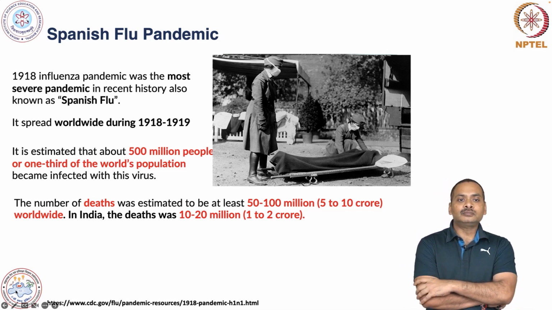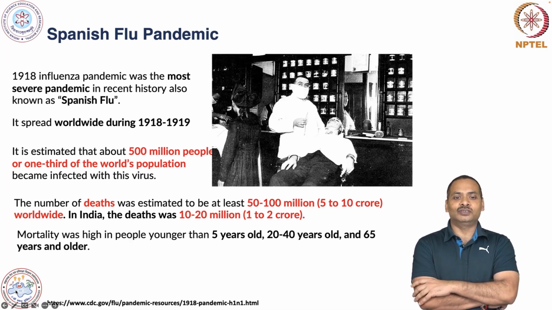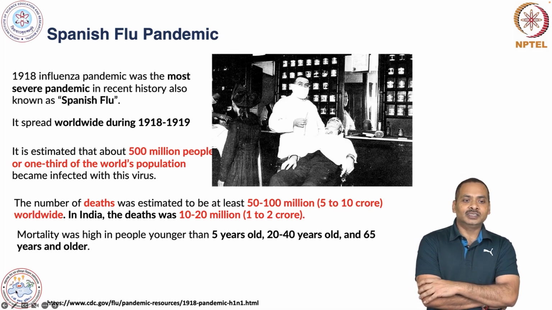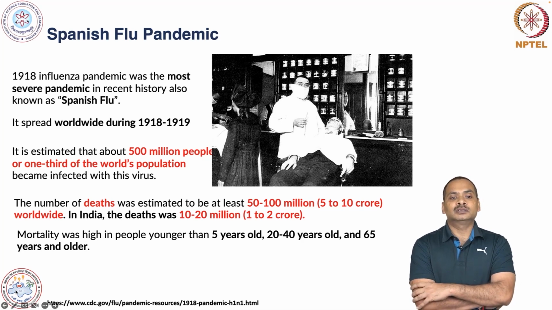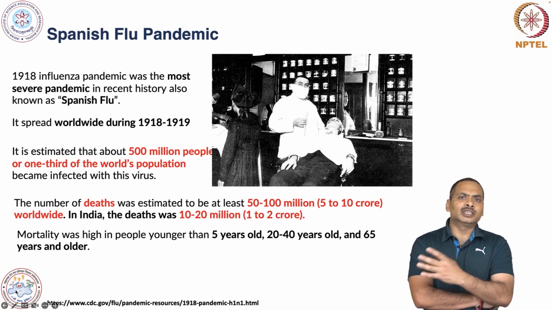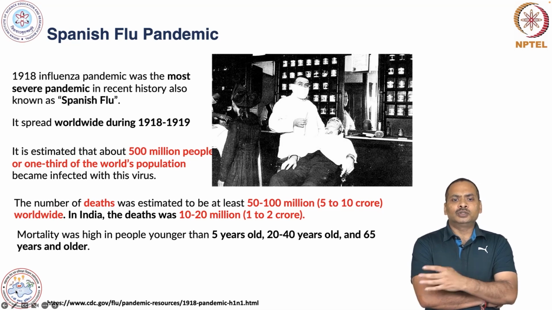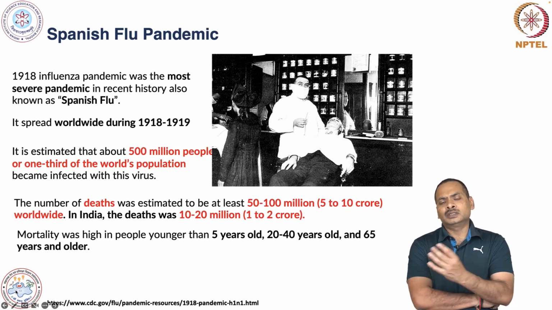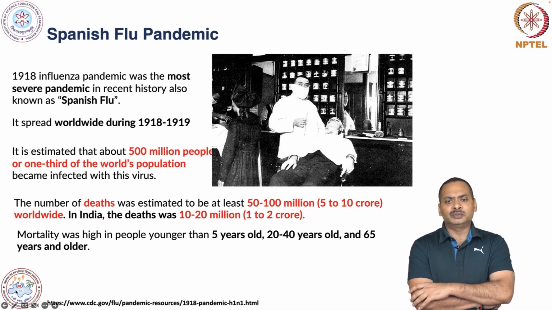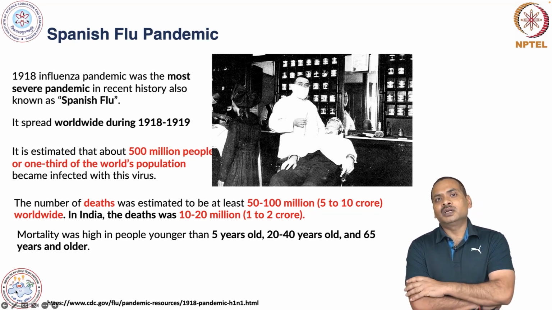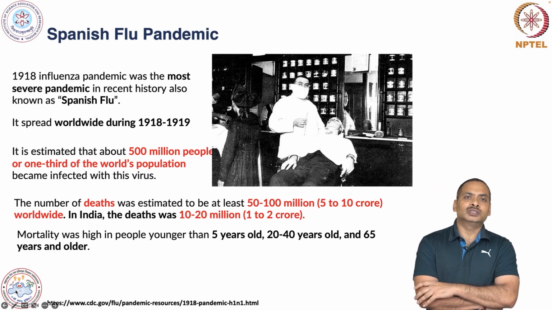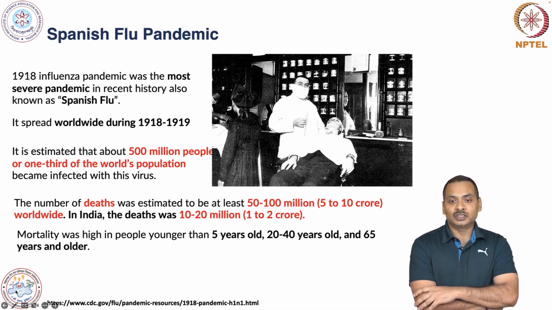Okay, now let's come back to the Spanish flu, the influenza virus. Mortality was high in young people, and kids about 5 years old are very susceptible. 20 to 40-year-old people are also very susceptible, and older people are also highly susceptible to this influenza virus.